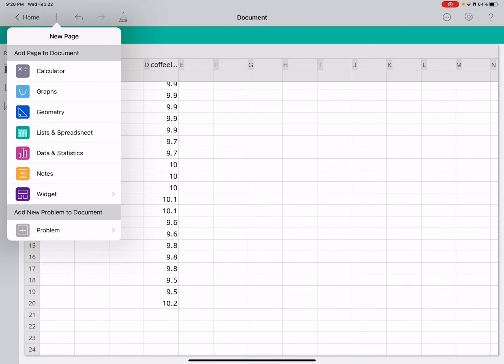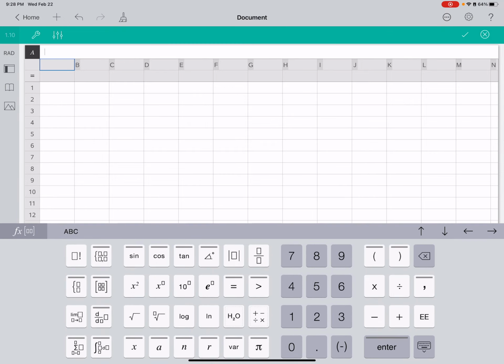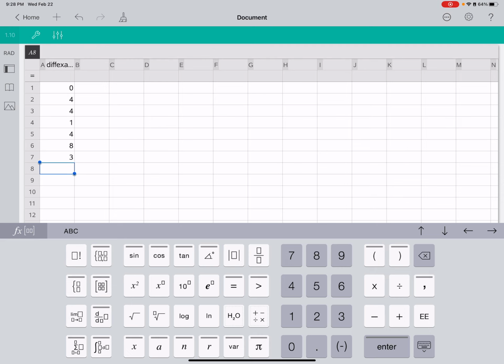Let me just put this in. Okay, so for here, I'm just going to call it DIFF example. And I'm just going to put the data in. This is just the data that I subtracted, the before minus after: 0, 1, 4, 8, 3, 2, -1, and 3. And that's my data.